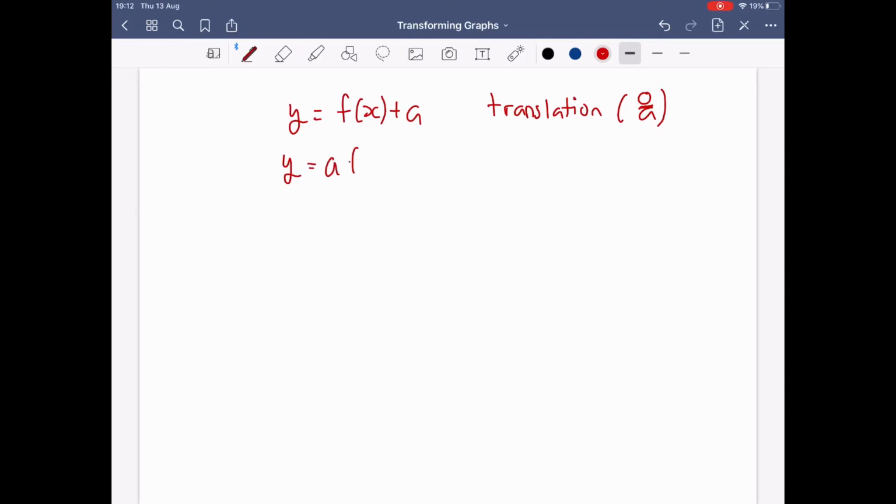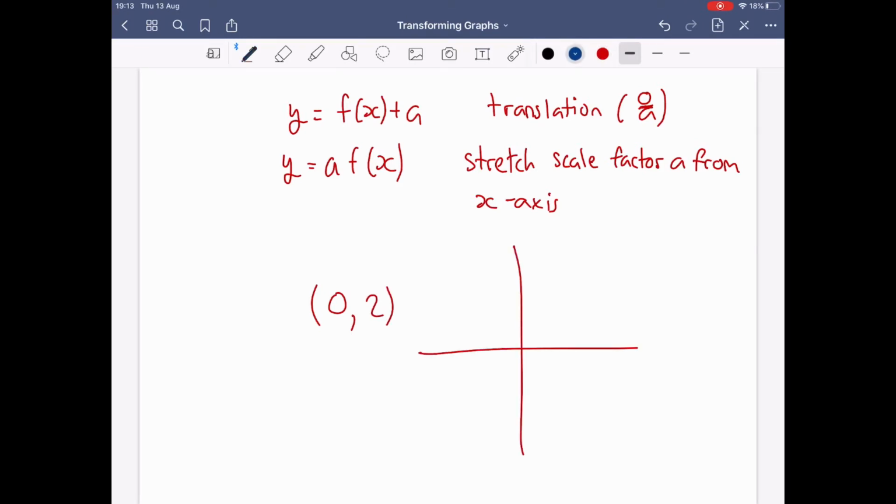Next, we have y equals a f of x. So here we multiply f of x by something on the outside. So again, a can be any integer. And the technical way of saying it is stretch scale factor a from the x-axis. What this really means is, let's say your coordinate was (0, 2). If you put this down on a graph, you'd have it here, correct? This is 2, this is 1, this is 0. So how far away is this from the x-axis? Well, it's 2 units away.